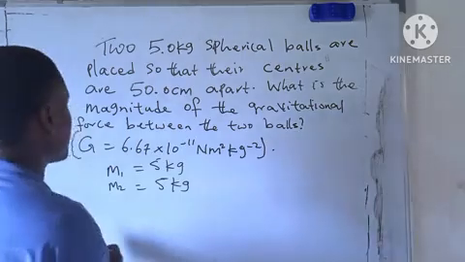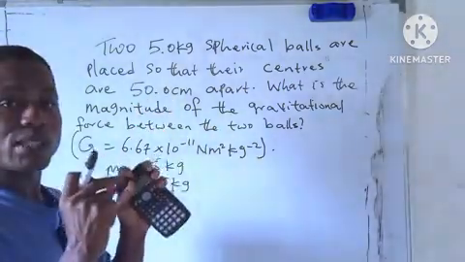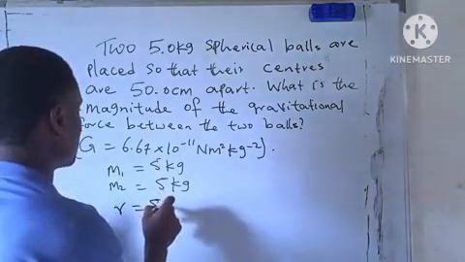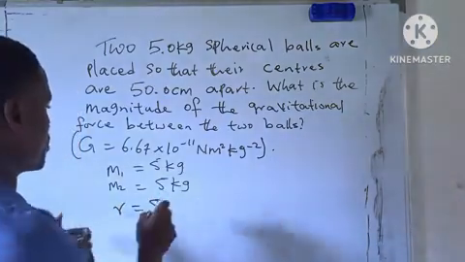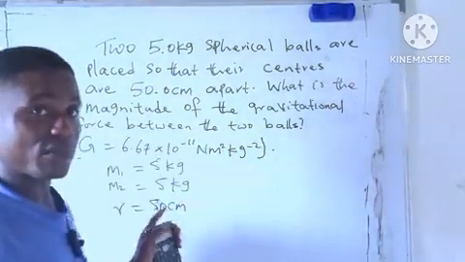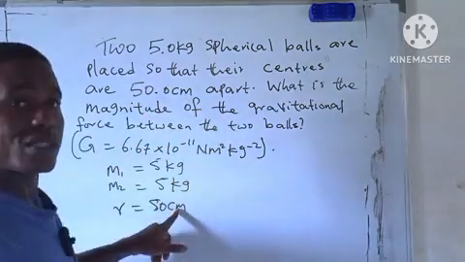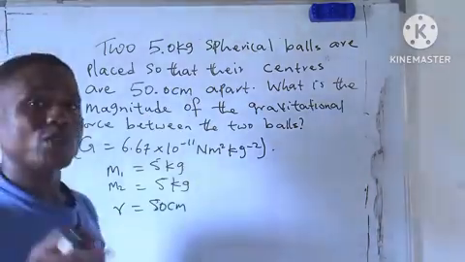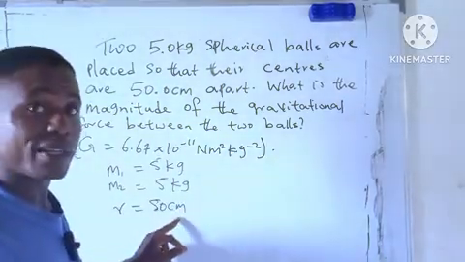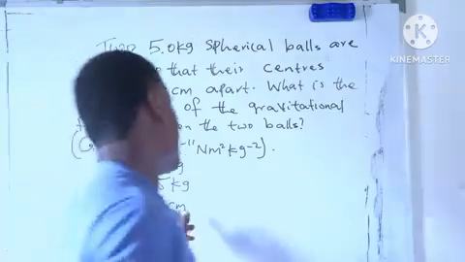So from here, since they are 50.0 centimeter apart, the radius will now be 50. Let's just say 50 centimeter, because 50.0 is still the same thing as 50, and this is a given unit, in centimeter. Now, before you start your calculation, make sure you convert from centimeter to meter. Don't forget.